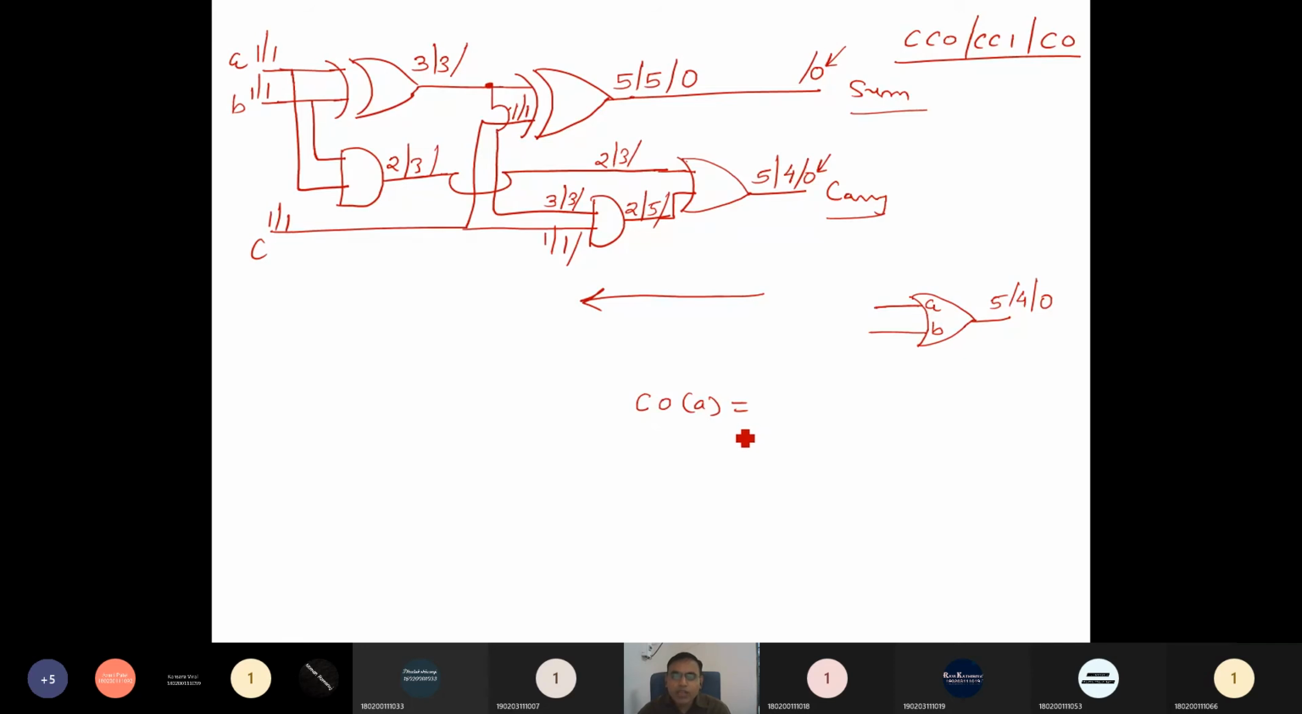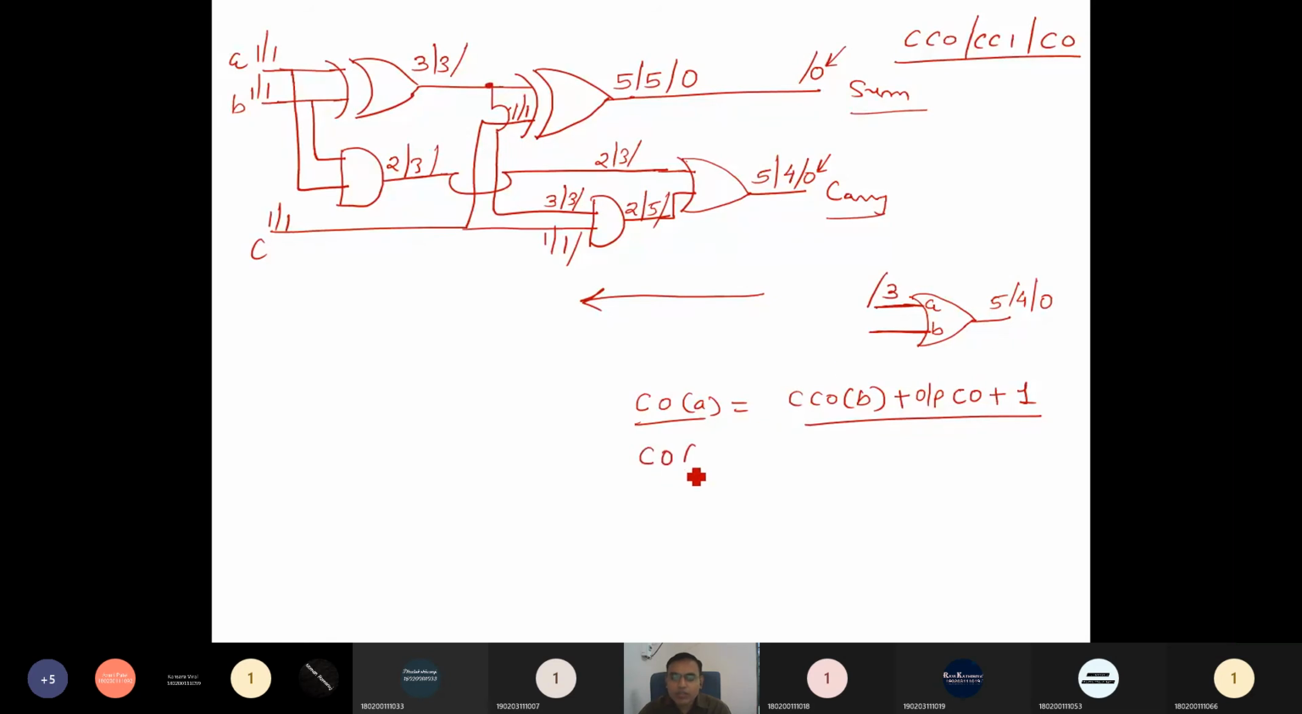So first of all, if you want to observe this input, we have to set the other input to 0, right? So we have to take the other input at 0. Here the other input is only 1. So whatever the CC0 value of B plus the output observability, plus 1, that is the observability at this line. So what is the controllability 0 value for B? It is equal to 2, right? So 2 plus 0 plus 1 is equal to 3. So here the observability is 3.